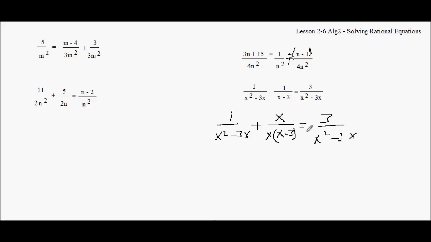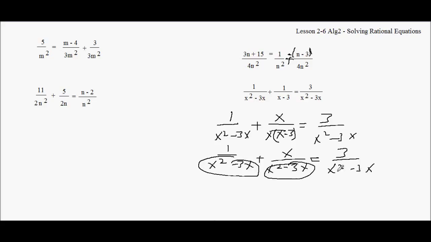Okay, so then I distribute this x. I get 1 over x squared minus 3x plus x over x times x is x squared. X times 3x is minus 3x, equals 3 over x squared minus 3x. I have now the same thing on the bottom. And now it's really easy. 1 plus x equals 3. See how now that just goes away. It just goes away. And this is easy. Minus 1, x equals 2.